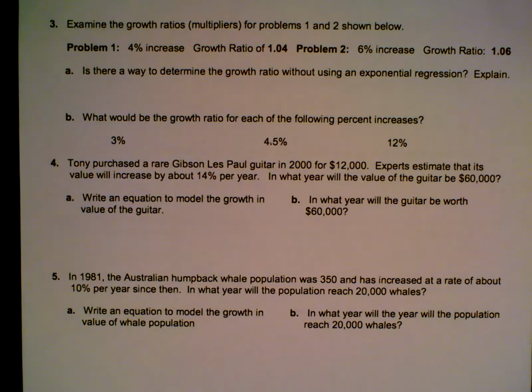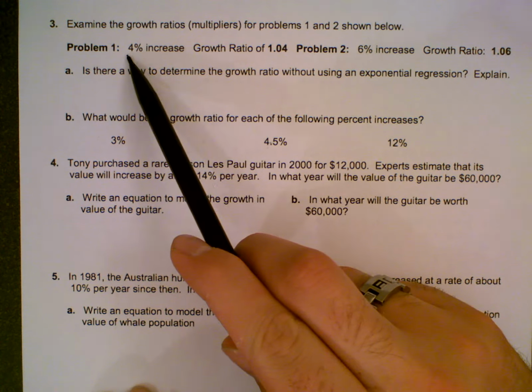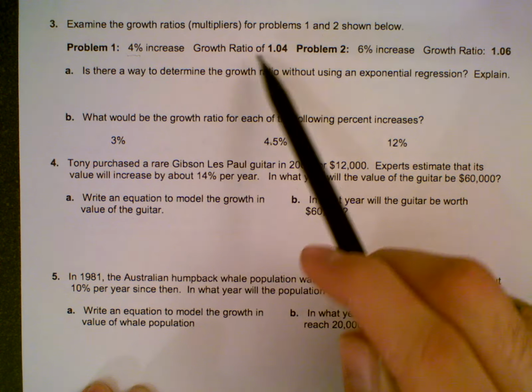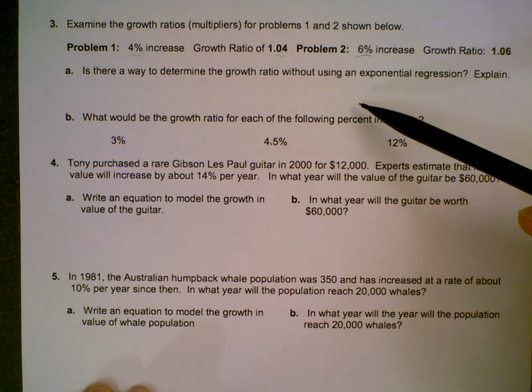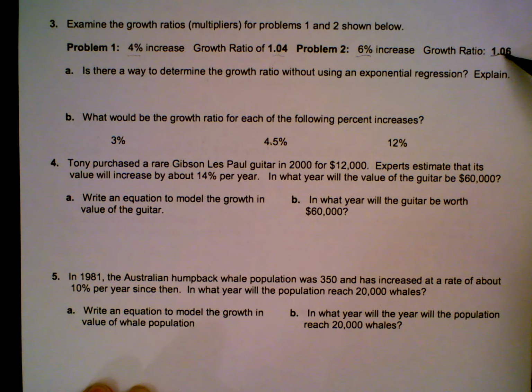All right, question number 3. Examine the growth ratios for problems 1 and 2 shown below. So problem 1, we had a 4% increase, and our growth ratio was 1.04. Problem 2, we had a 6% increase, and our growth ratio was 1.06. So is there a way to determine the growth ratio without using an exponential regression?